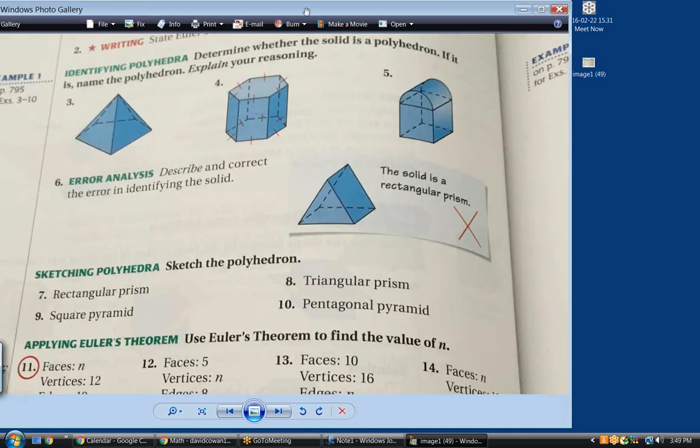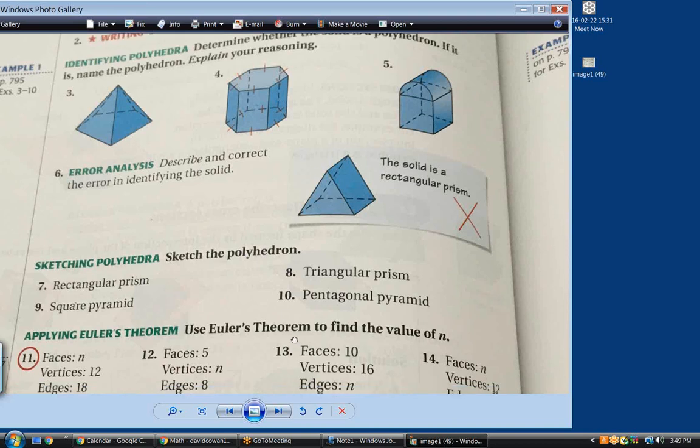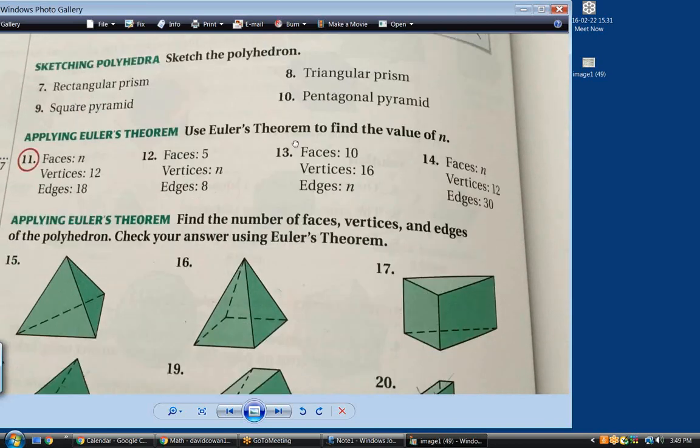That was number 3. Or 4. Oh, no, you're right. Number 3 is a... So if it goes to a point, it's a pyramid. If it doesn't, it's a prism, pretty much.